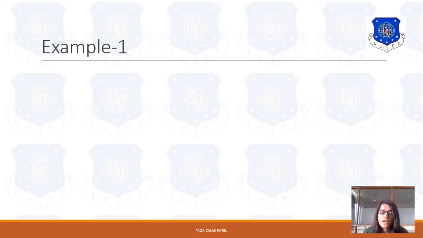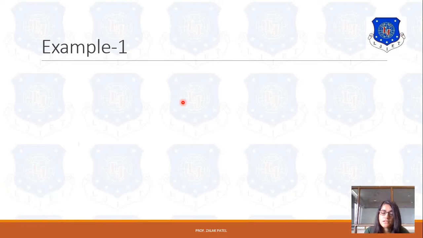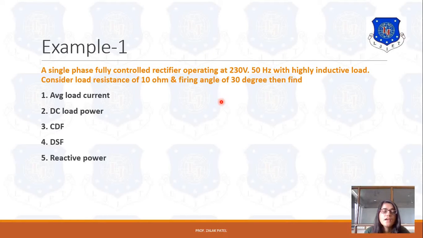As we discussed the analysis of the full converter in the last lecture, now let's see the examples related to it. Please consider this problem statement: a single phase fully controlled rectifier operating at 230 volt, 50 Hz supply with inductive load. Consider the load resistance of 10 ohm with a firing angle of 30 degrees. Then find average load current, DC load power, CDF (current distribution factor), DSF (displacement factor), and reactive power.